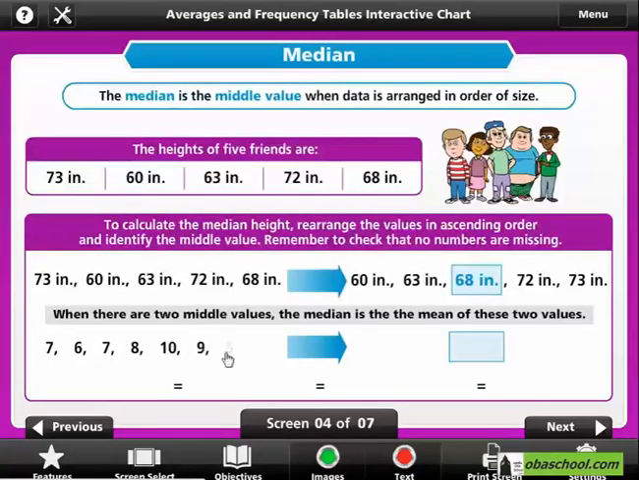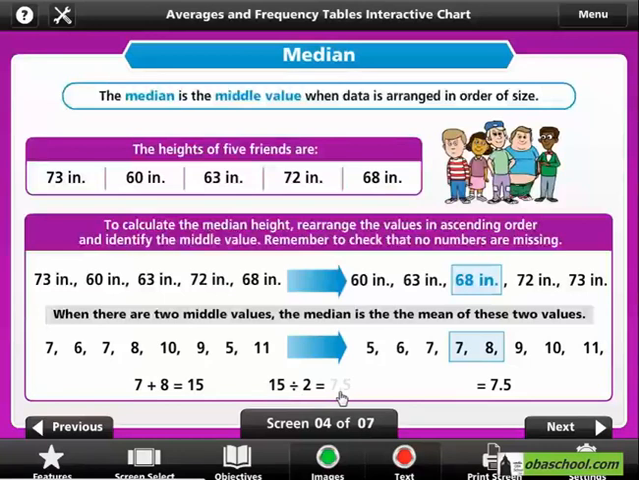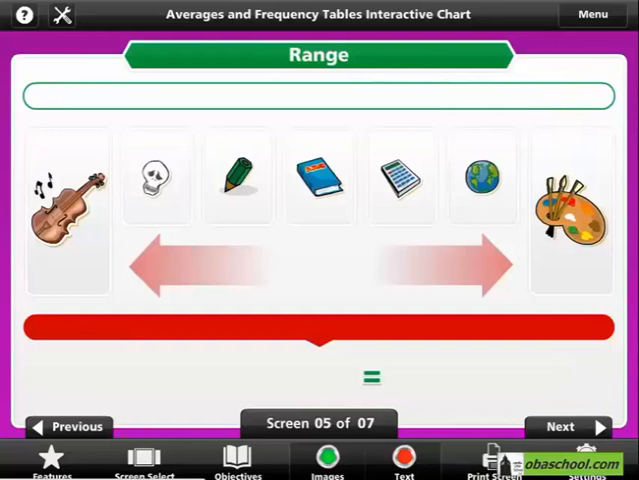So if you had 7, 6, 7, 8, 10, 9, 5, and 11, you're going to have to first arrange them in ascending order. So you're going to have 5, 6, 7, 7, 8, 9, 10, and 11. The set of numbers here is even: we had 8 numbers. So for the median, you're going to have two middle numbers, 7 and 8. The thing to do is to find their mean. The mean of 7 and 8 is 7 plus 8 divided by 2, which is 15 divided by 2, which is 7.5. So the median in this case is 7.5.